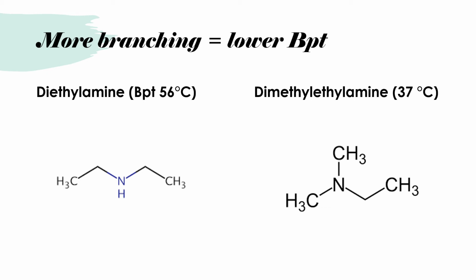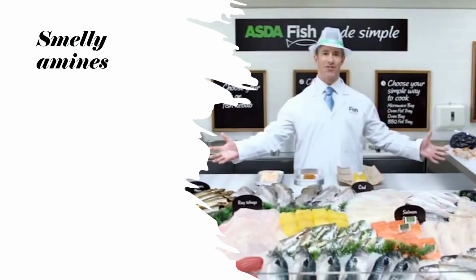Whereas the one on the left is more of a straight chain molecule. It's only got like 2 branches coming from it. The one on the right has got 3. So that's everything we're looking at to do with boiling point. Let's move on. Turn to page 8 with me.